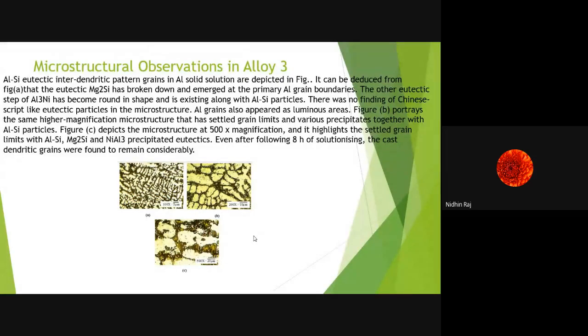Now the second figure, figure B, portrays the same microstructure at higher magnification, showing the settled grain limits and various precipitates together with aluminum silicon particles. Figure C depicts the microstructure at 500x magnification, and it highlights the settled grain limits with aluminum silicon, Mg2Si and NiAl3 precipitated eutectics. Even after 8 hours of solutionizing, the cast dendritic grains were found to remain considerably. So that was a finding from the microstructural observation of alloy 3.